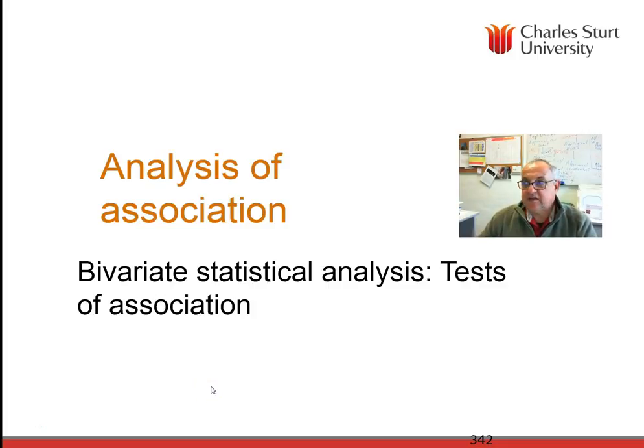Hi, welcome to the second of this series on DBA712, which deals with analysis of association. Previously we talked about tests of differences, things being bigger or smaller or significantly different. Now we're actually going to look at whether two things are associated.